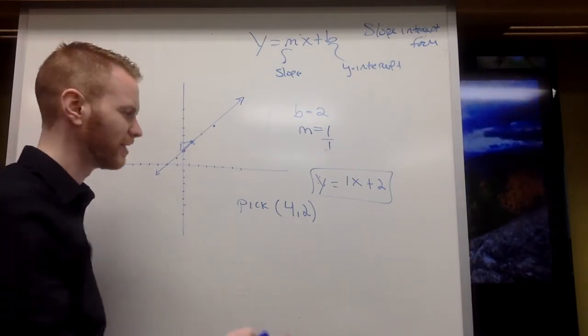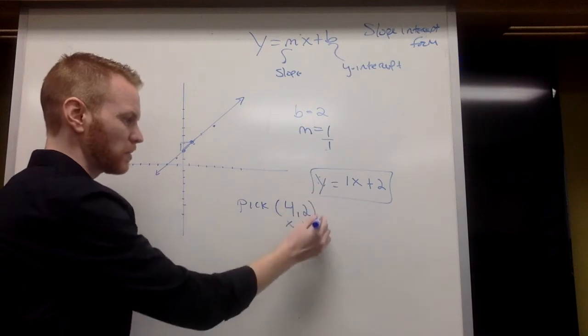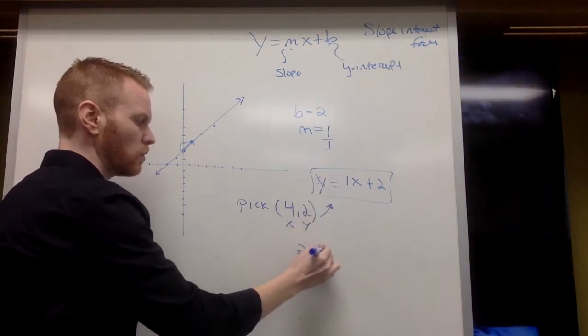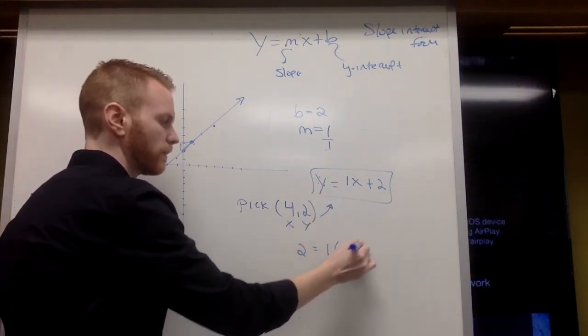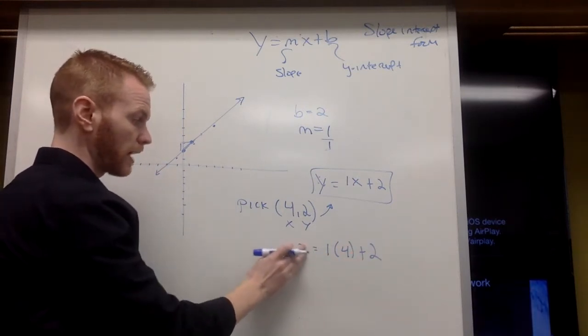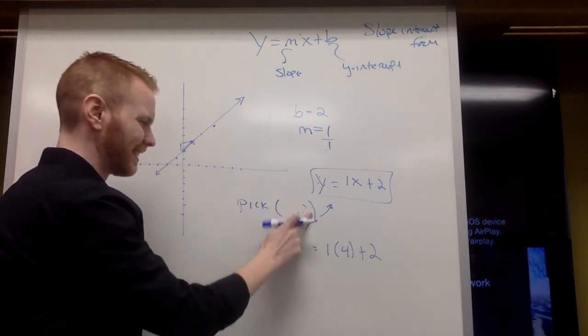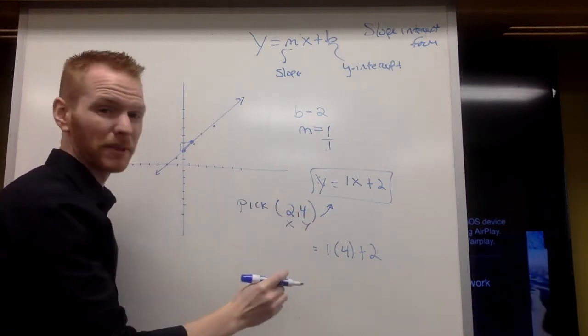And it will. Okay, this is my x value. This is my y value. Substitute these guys into here. I get 2 equals 1 times 4 plus 2. Oh, actually, let me. Oh, jeez. I flipped them. I'm so sorry.